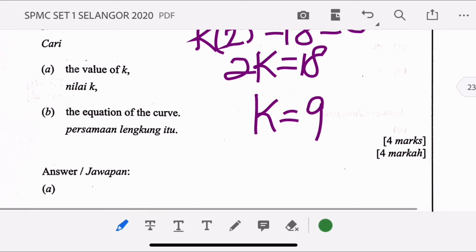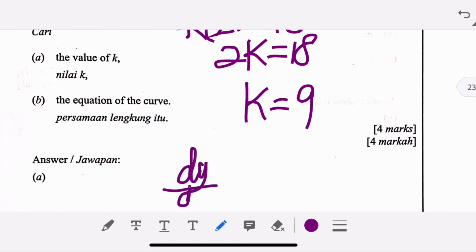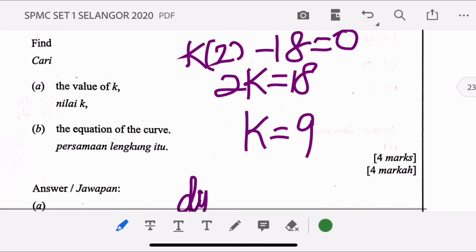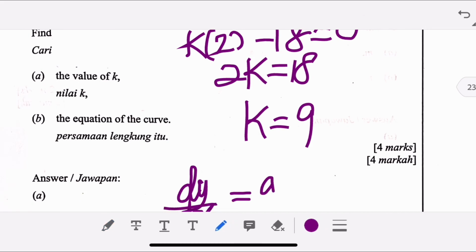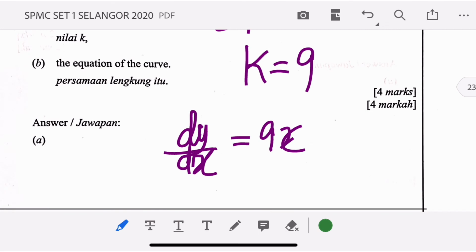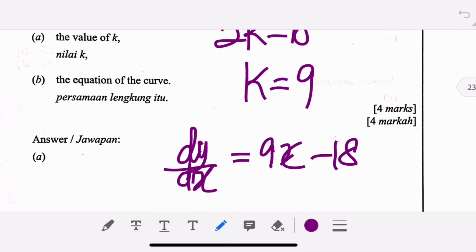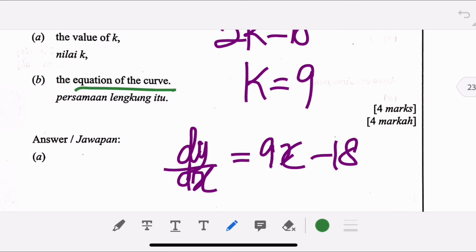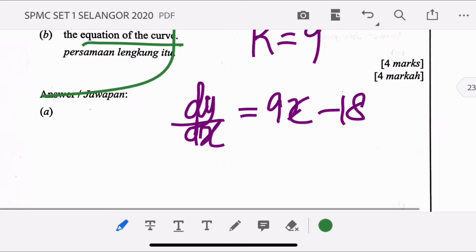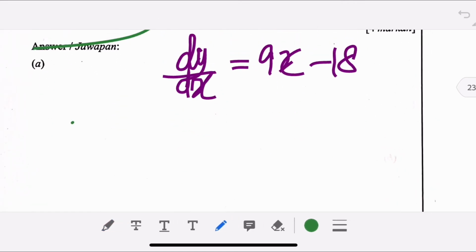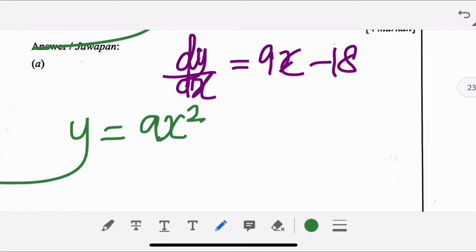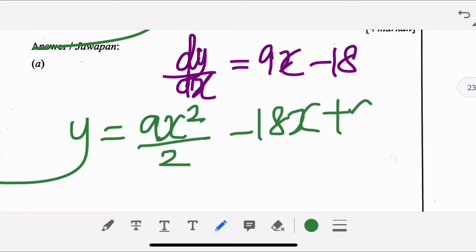Okay, so once you are given the dy dx, what else you can do? Of course, you will do integration, right? 9x minus 18. So equation of the curve. What is equation of the curve? Equation of the curve means y. Okay, please remember that gradient function is dy dx. Equation of the curve is y. So in order to get the y from dy dx, we will always integrate, right?